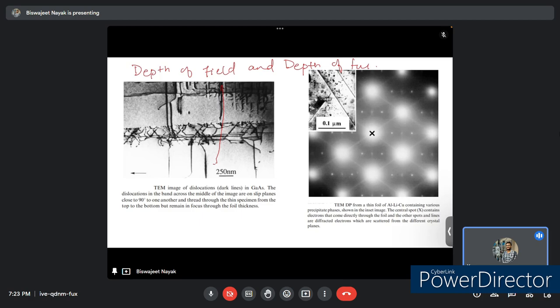Next, after depth of field and depth of focus, an important parameter to consider is diffraction. It is the most useful aspect for materials because it gives a lot of information about the crystal structure. So here in this picture, it contains the information about the crystal structure.